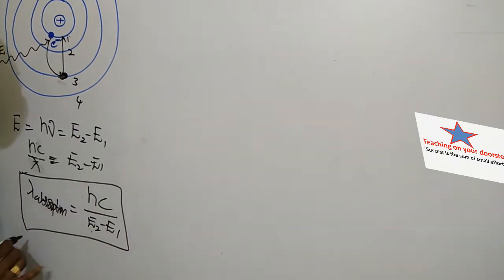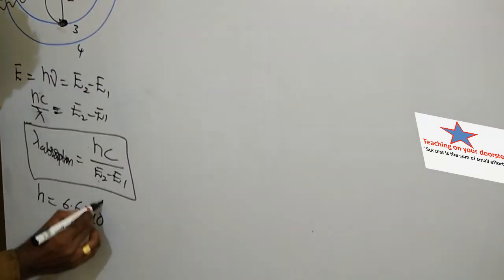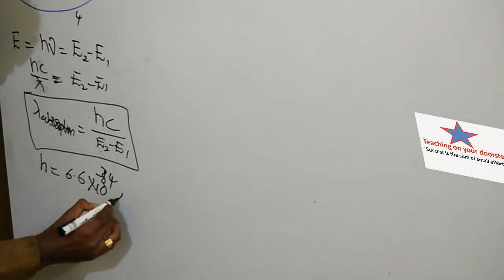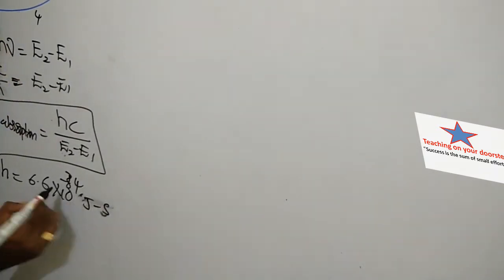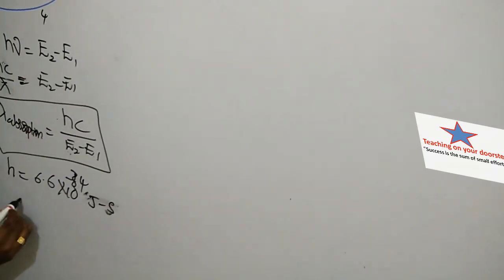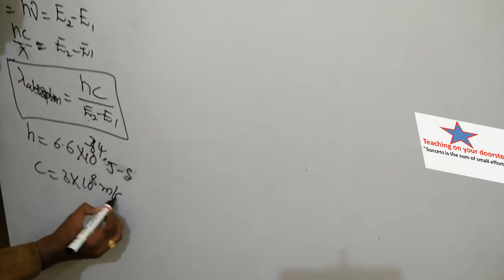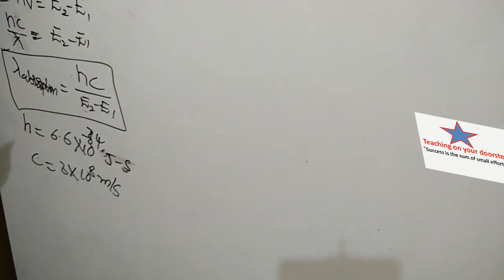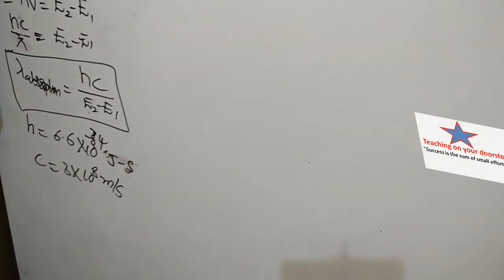That value is equal to, what is the value, the h value? 6.6 into 10 to the power of minus 34 joule second. That unit is joule second. And c is the constant light velocity, 3 into 10 to the power of 8 meter per second. So with the help of this, we can easily find out the absorption wavelength.